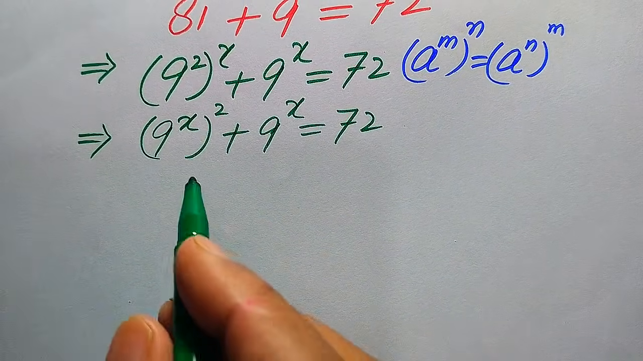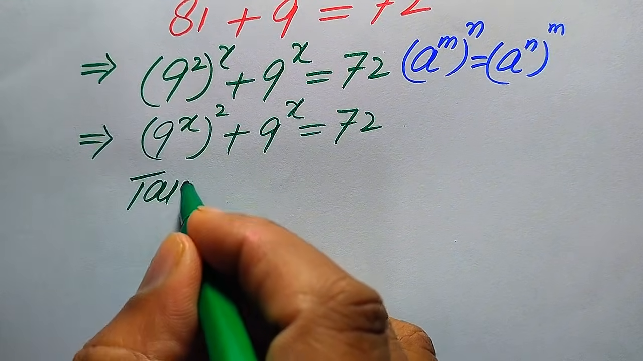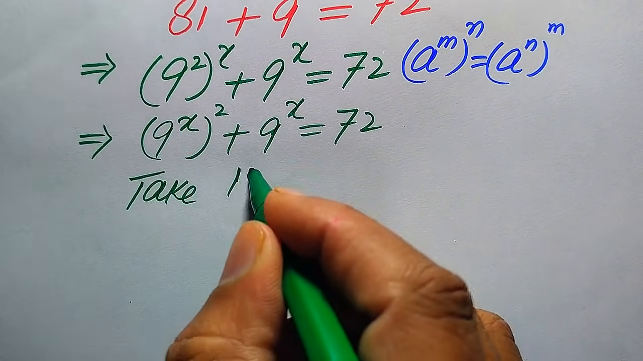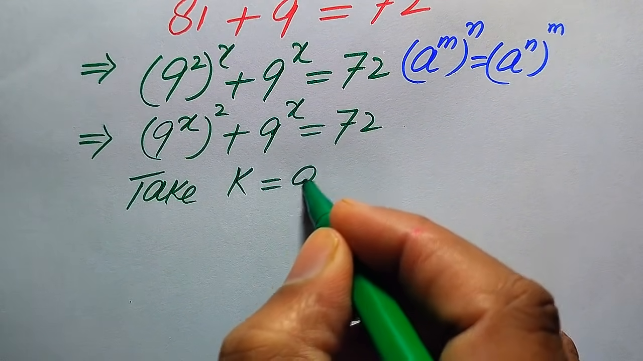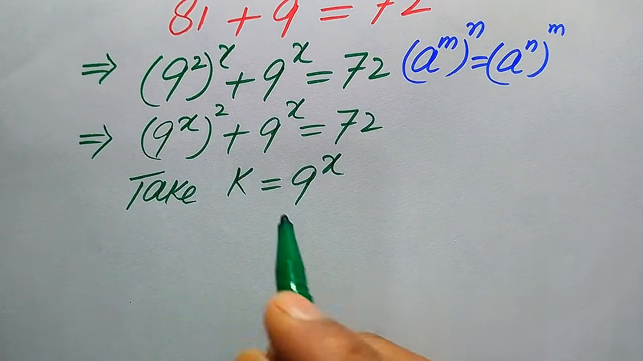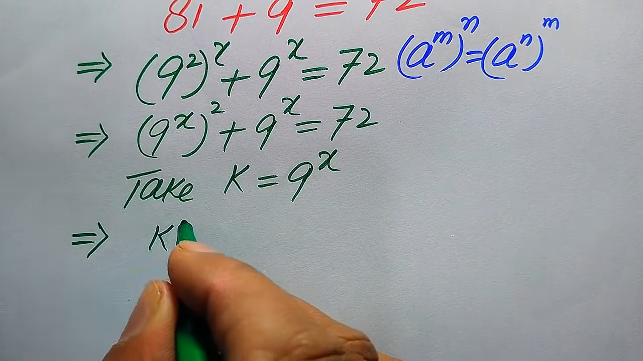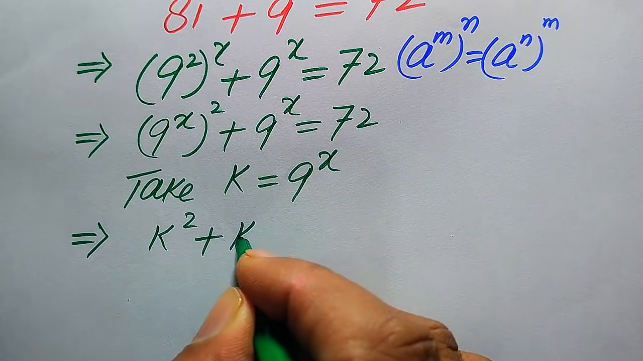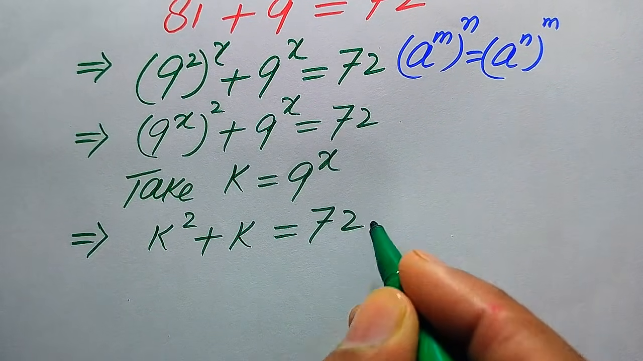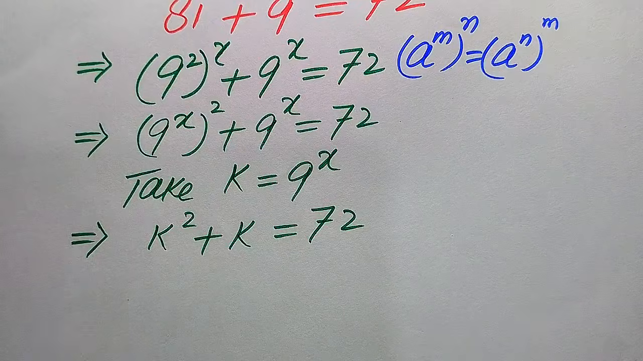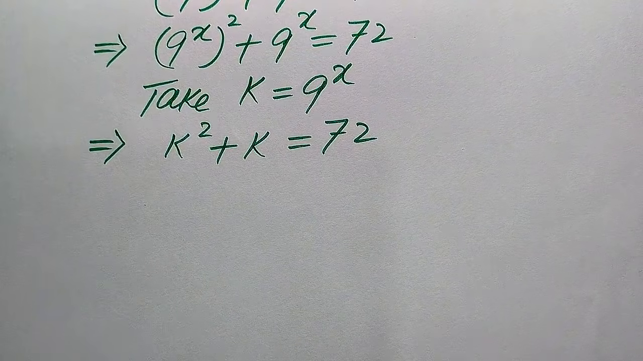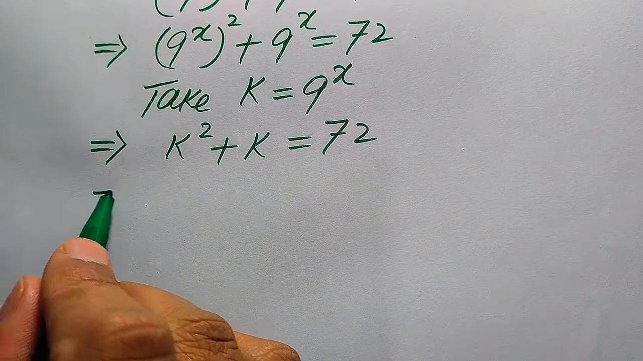Further, in the next step, we take the base of this term equal to k, and we get k is equal to 9 to the power of x. So when you put the base equal to k, our above equation is written as k squared plus k is equal to 72. And now you see this equation becomes a quadratic form with variable k.